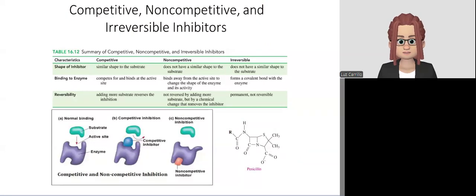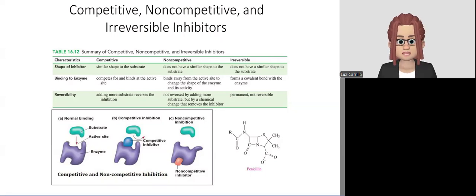In this course, you need to be familiar with 3 different types of inhibitors. We have to be familiar with competitive inhibitors, non-competitive inhibitors, and irreversible inhibitors. In table 16.12, you see a summary of what is a competitive, non-competitive versus irreversible inhibitor in terms of the shape of the inhibitor, binding to the enzyme, and the reversibility. Let's look at the diagrams that we have below.